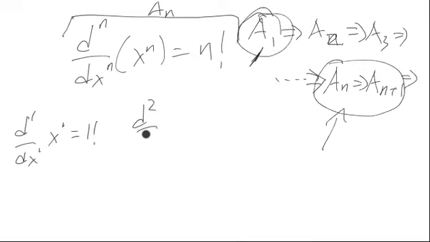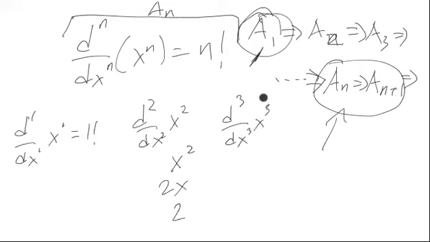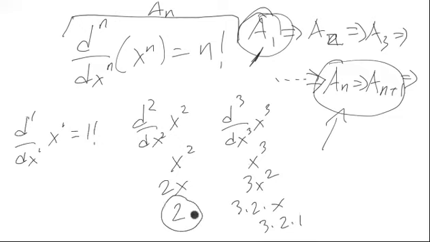Let's look at the second derivative and see what's happening here. We take two derivatives. We get x squared, we get 2x, we get 2. Okay, so we go take three derivatives. We have x cubed, 3x squared, 3 times 2 times x. Notice I'm going to write this out. I'm going to be looking for patterns to see how I can use things that came before. See this 2 and this 2 right here, 2 times 1.